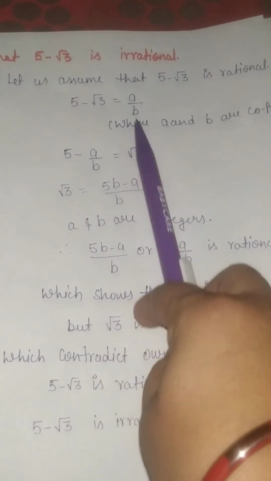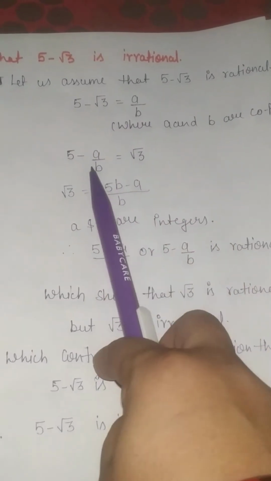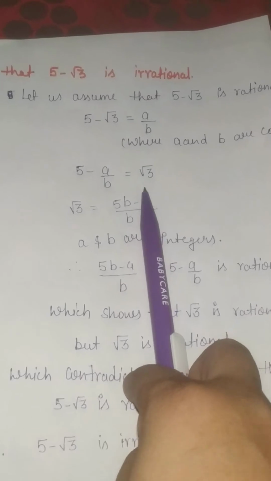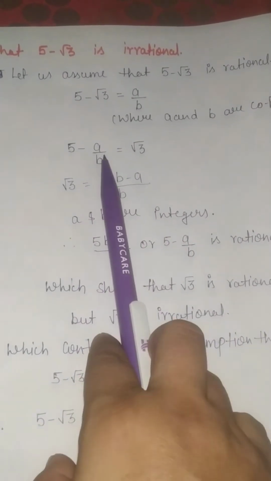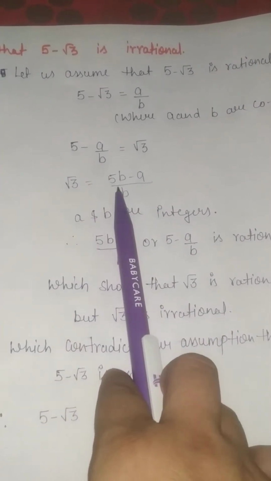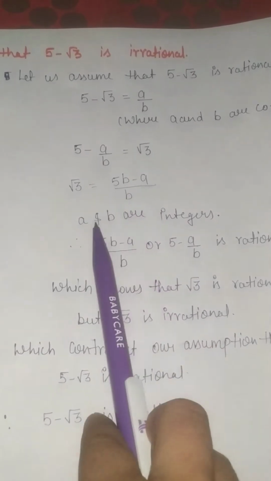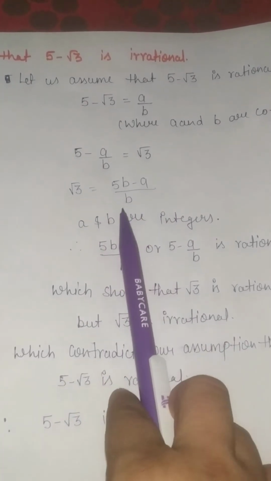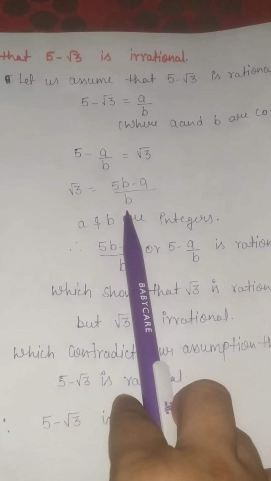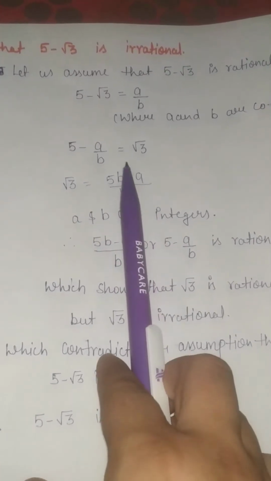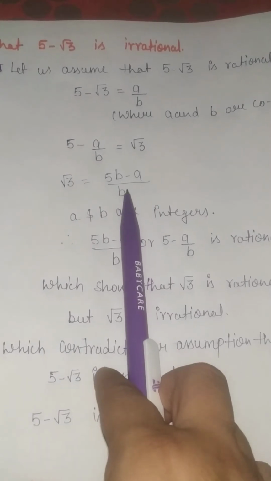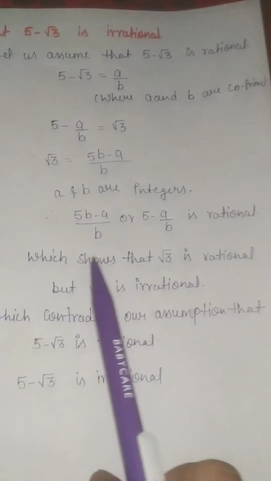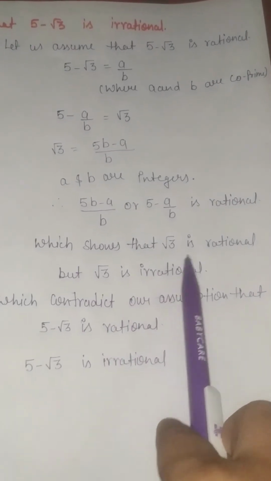Then 5 minus a upon b: when a upon b comes here, it becomes minus a upon b, and when minus root 3 goes there, it becomes root 3. Then root 3 is equal to, taking b as the LCM, 5b minus a upon b. If we look here, a and b are integers, so the right hand side, 5b minus a upon b, will be a rational number. So we can say that root 3 is rational.